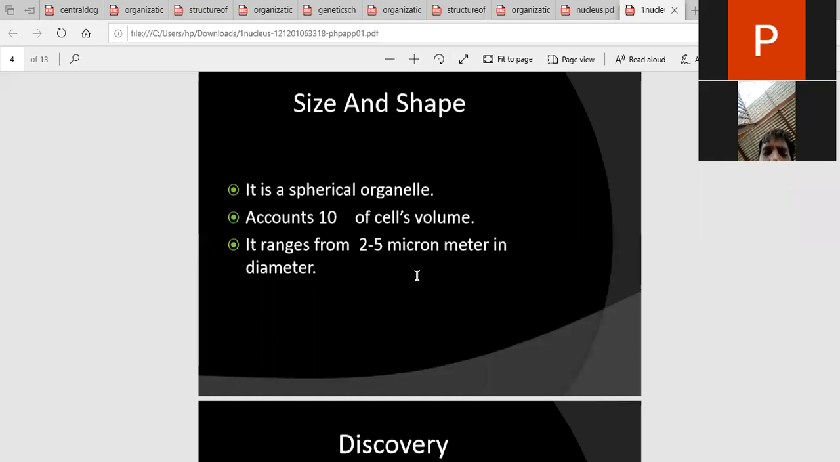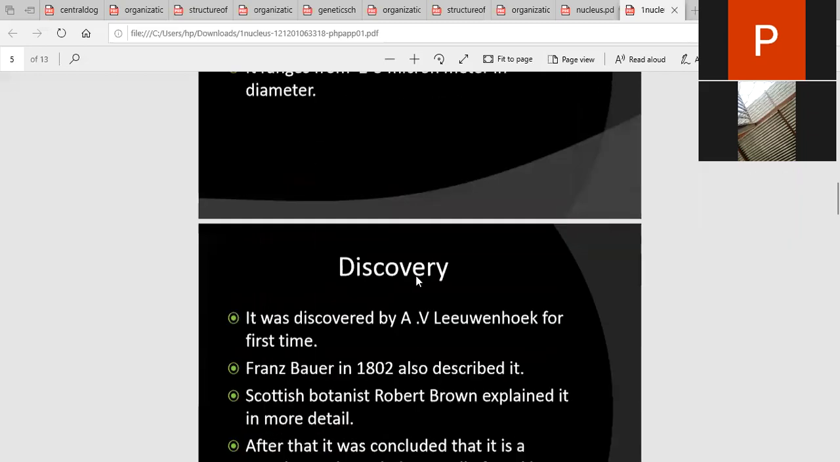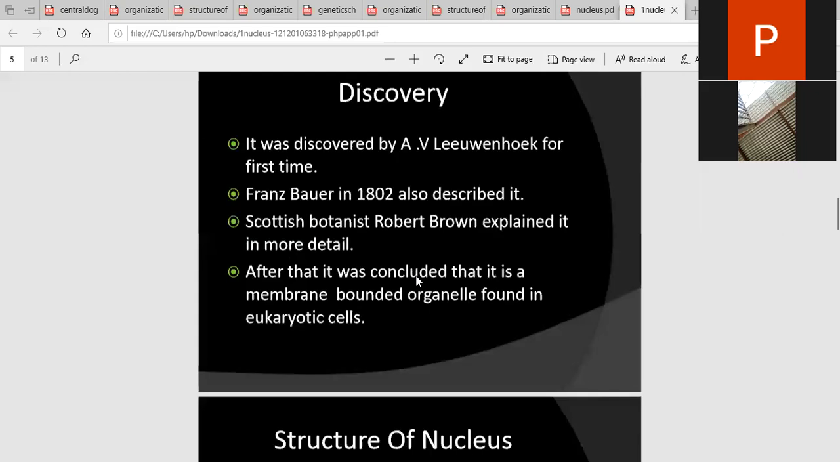When we consider the structure and size of this nucleus, its size is about a tenth of the cell volume. That means compared to the cell, its size is about 10% of the cell's total volume. It ranges from 2 to 5 micrometers in diameter. The genetic material is maintained inside this nucleus. You should know that this nucleus is a part of the cell.